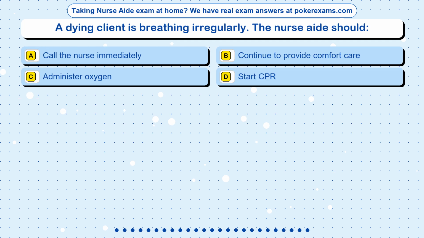Question 6. A dying client is breathing irregularly. The nurse aide should: Option A, call the nurse immediately. Option B, continue to provide comfort care. Option C, administer oxygen. Option D, start CPR.